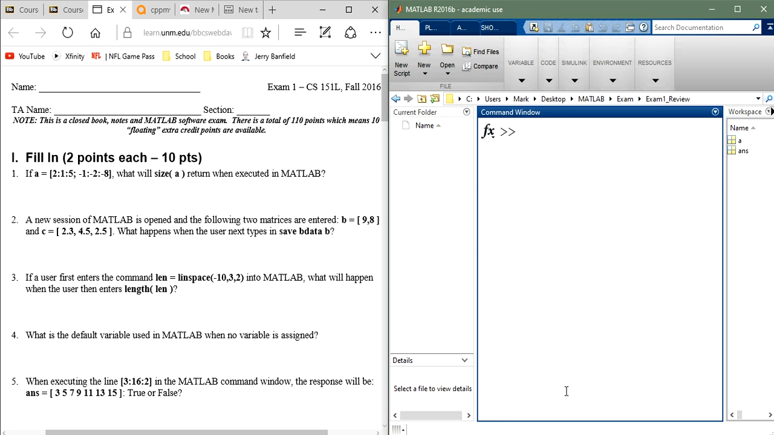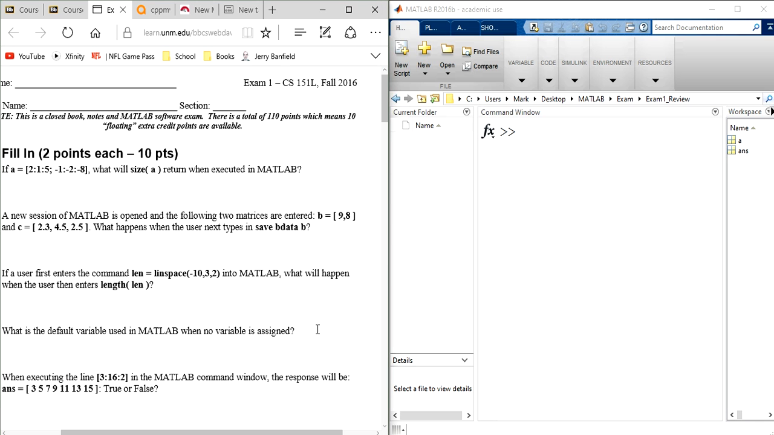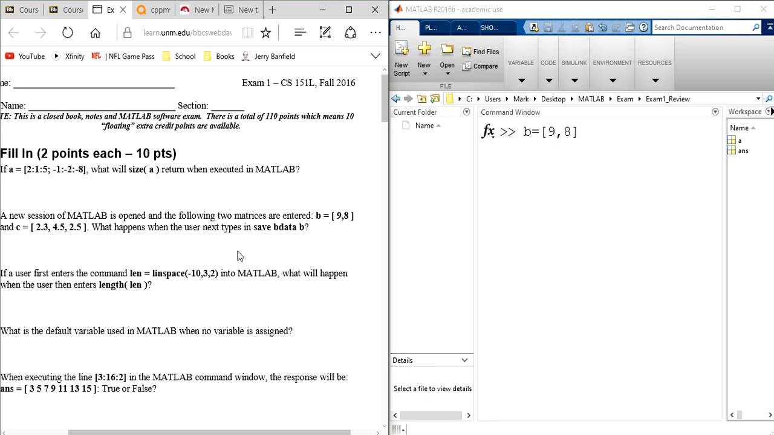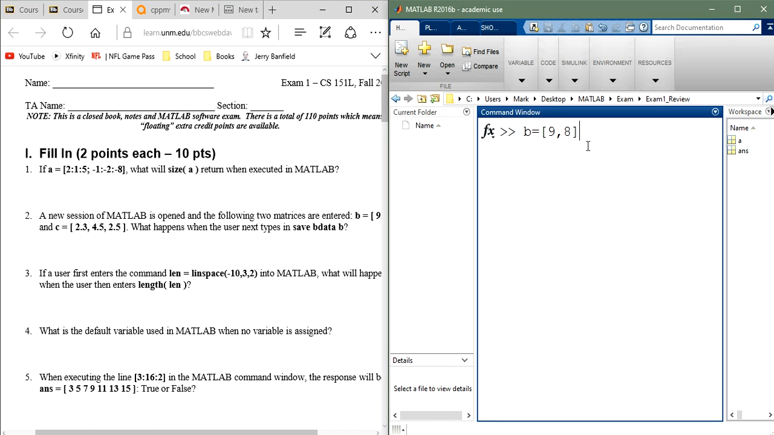Let's go to problem 2. A new session of MATLAB is open and the following two matrices are entered. B is equal to 9, 8, and C is equal to 2.3, 4.5, and 2.5. This is the way that Peralta had it set up. That's the way Peralta wanted us to write it.